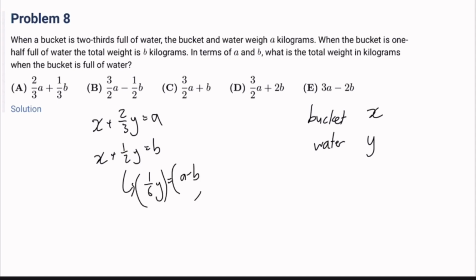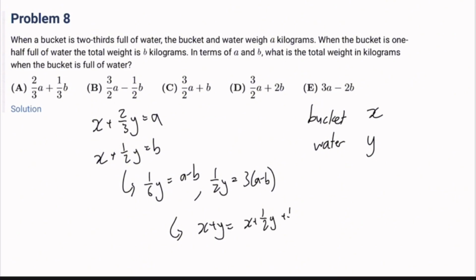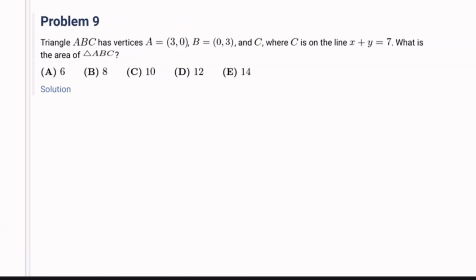And so if we multiply both sides by 3, that means 1/2 Y is equal to 3 times A minus B, right? 3 times A minus B. And so this is going to give us that X plus Y, which is the bucket plus the water. This is going to be equal to X plus half Y plus half Y. So this is going to be equal to B, because it's this much, and then plus this much, which is this. So that's 3A minus 3B. This is 3A minus 2B, right? And so this is the answer. So it's E.